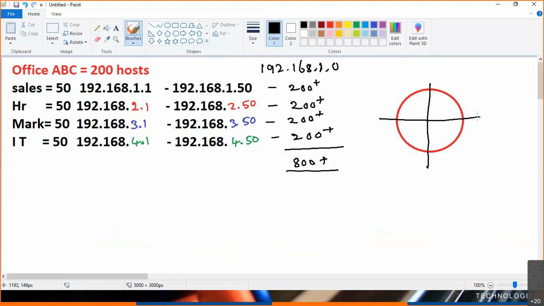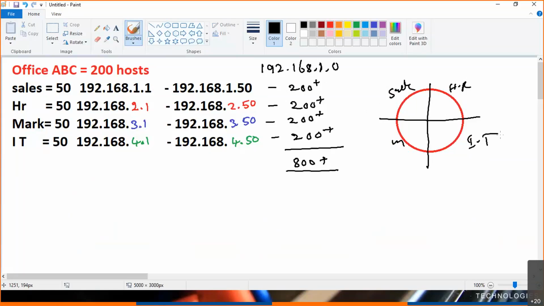No wastage of IP addresses. If I use 4 different networks, then we have 800 plus IPs in wastage. So instead of using 4 different networks, we'll use only one network and divide it into 4 parts. Each part we can use for the sales department, HR department, marketing department, and IT department. Then there is no wastage of IP addresses.